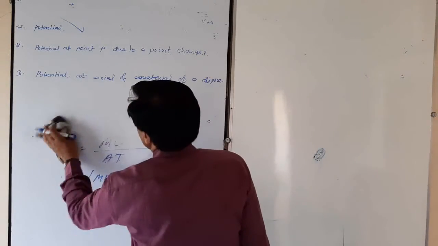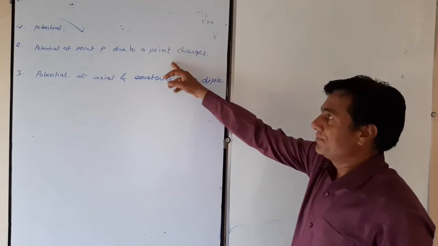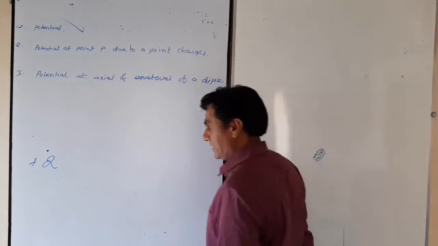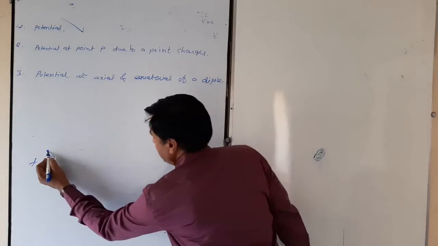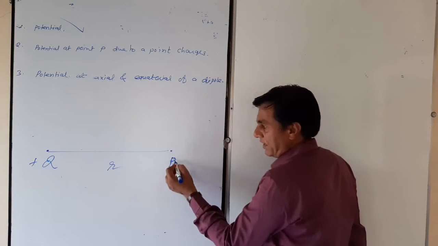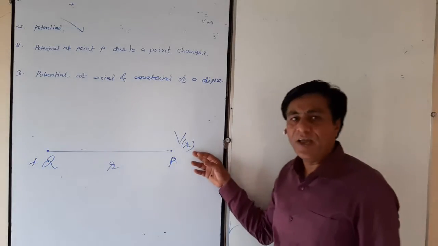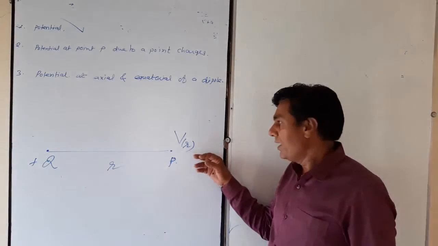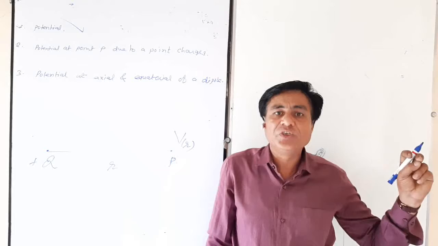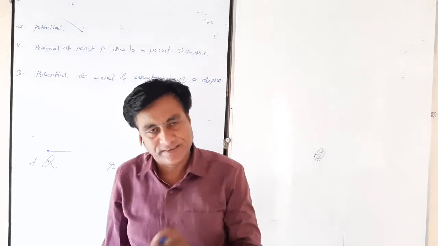Now, the second point: potential at point P due to a point charge. Suppose at point O we take a plus Q charge and we take a point P at distance r. Now we will calculate the potential at P. Suppose the distance is R, and the potential at P is indicated by VR. What is the potential definition? Work done in bringing a unit positive charge from infinity to the point P of the electric field.